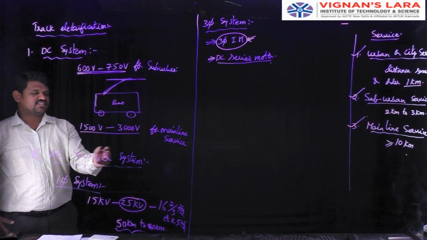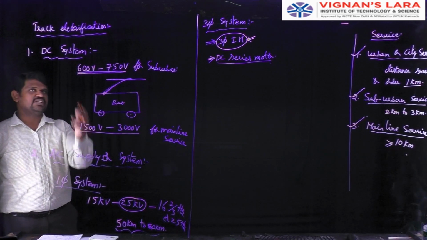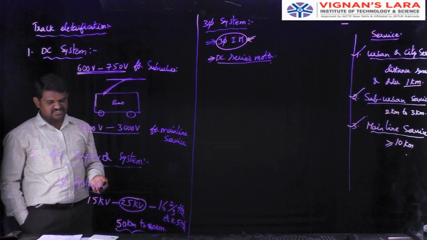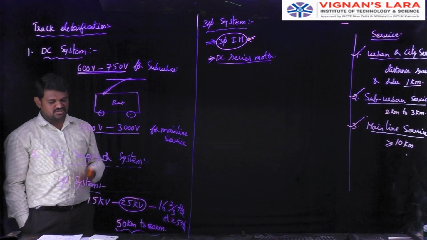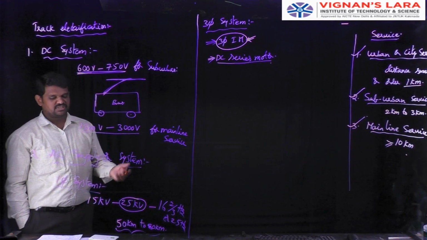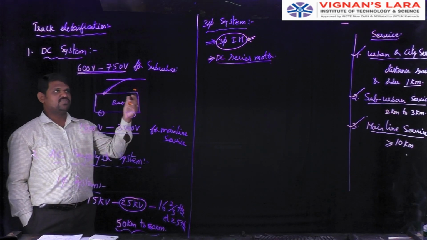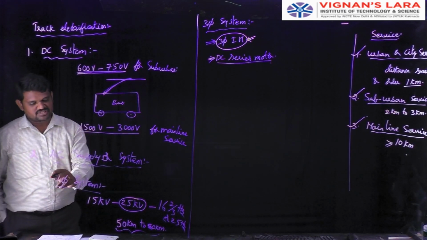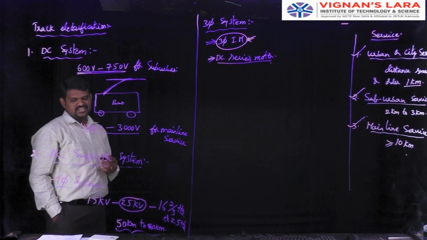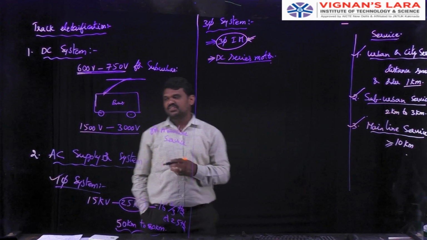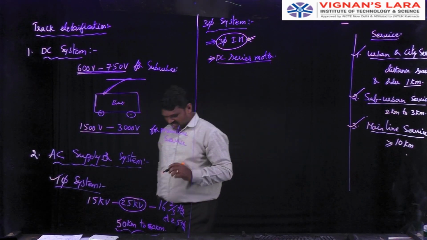Next one is the AC system. Now the AC system has more advantages than DC. A simple transformer is sufficient to boost or step down the voltage level, so that it may be single phase supply or three phase supply. Normally we use the single phase supply, and it is economical. Because of that, we use the single phase system.